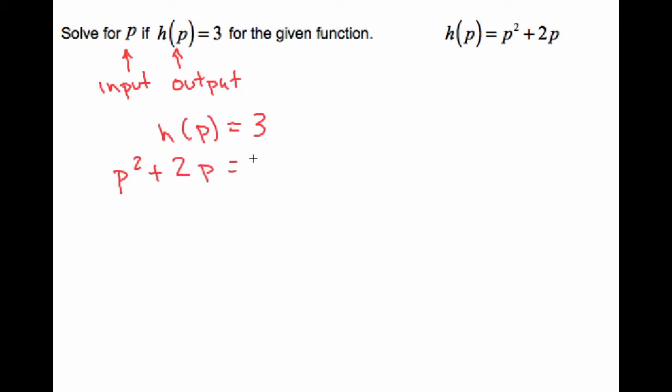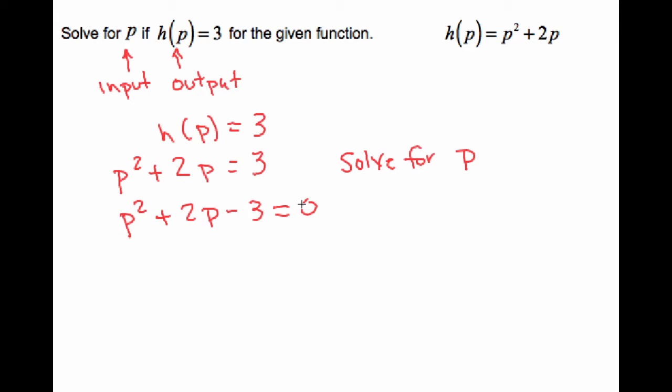So we substitute p squared plus 2p for h of p, and this gives us p squared plus 2p is equal to 3. Now we want to solve for p. Well, because we have a quadratic equation, we'll go ahead and set it to 0. I'll subtract a 3 from both sides of the equation. This gives us p squared plus 2p minus 3 equals 0.